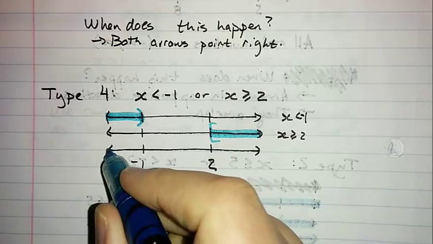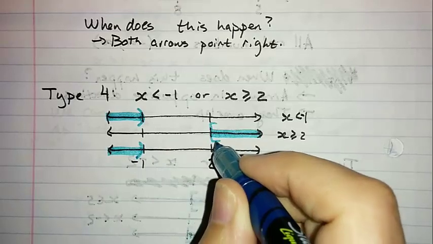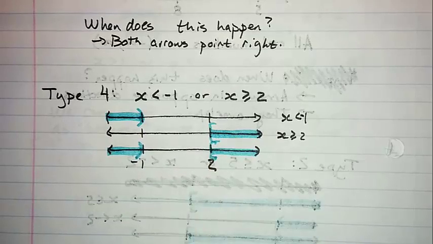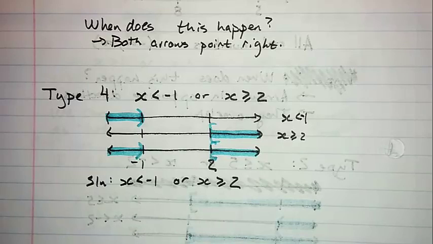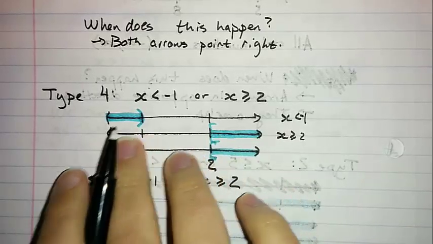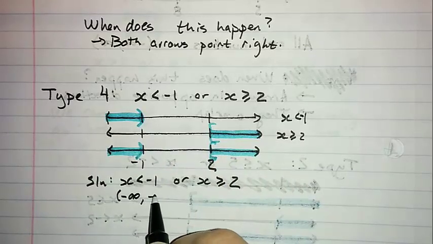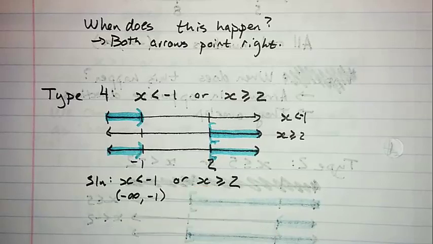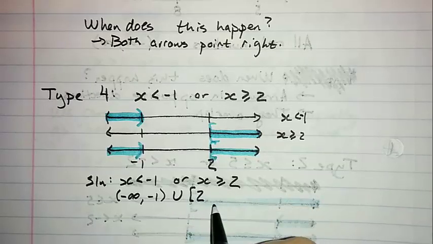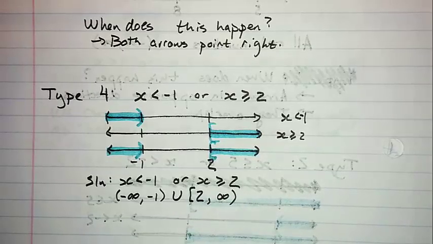Well, the things that are on one or the other or both, there's nothing on both. There's just this stuff on the first one, this stuff on the second one. So we actually need both of these. In our solution, we just say x is less than negative 1 or x is greater than or equal to 2. In interval notation, notice again there's a gap here. So we describe the two parts separately. Negative infinity up to negative 1, round bracket, because this is a round bracket, union, square bracket 2, because this is a square bracket, up to infinity.